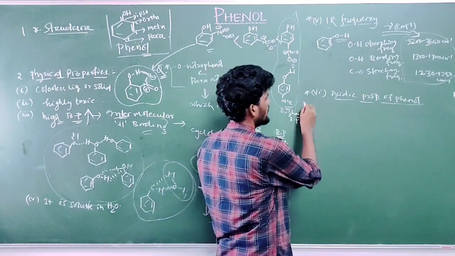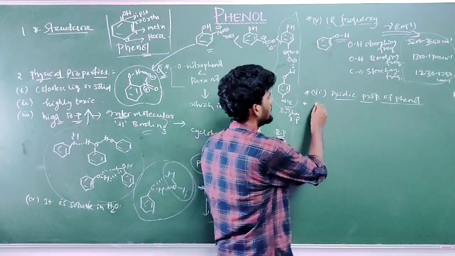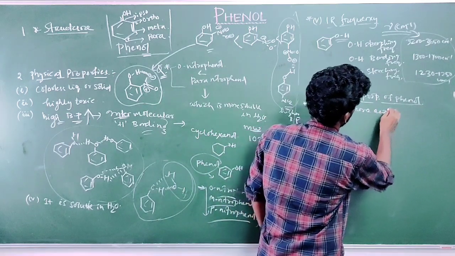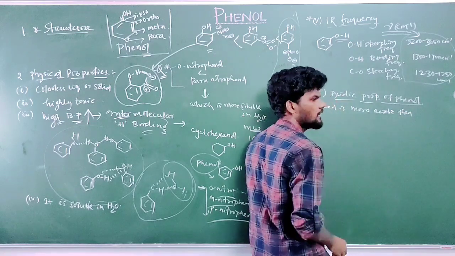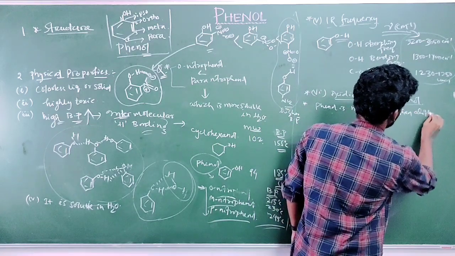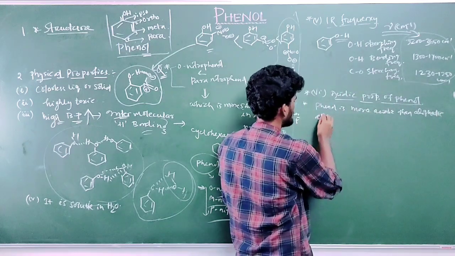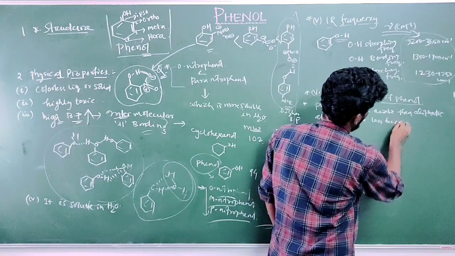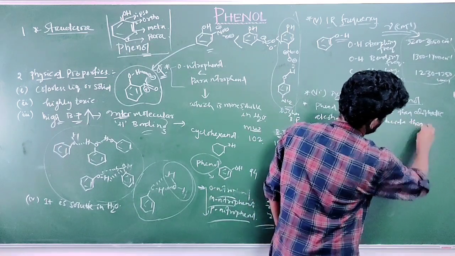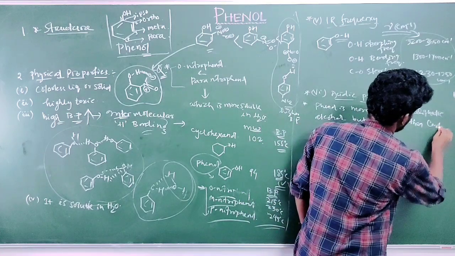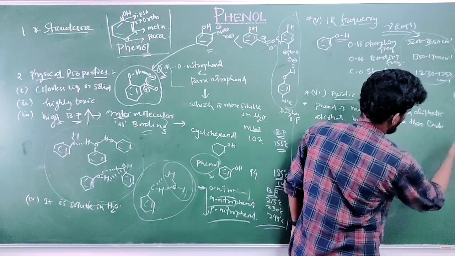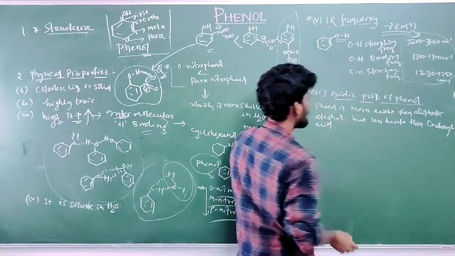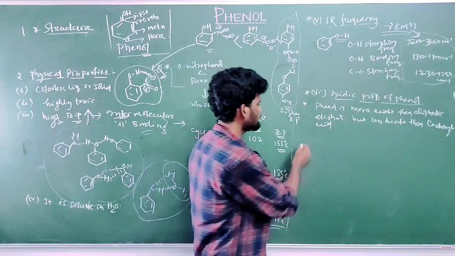Under this, phenol is more acidic than aliphatic alcohol, but less acidic than carboxylic acid. First, why is phenol acidic?